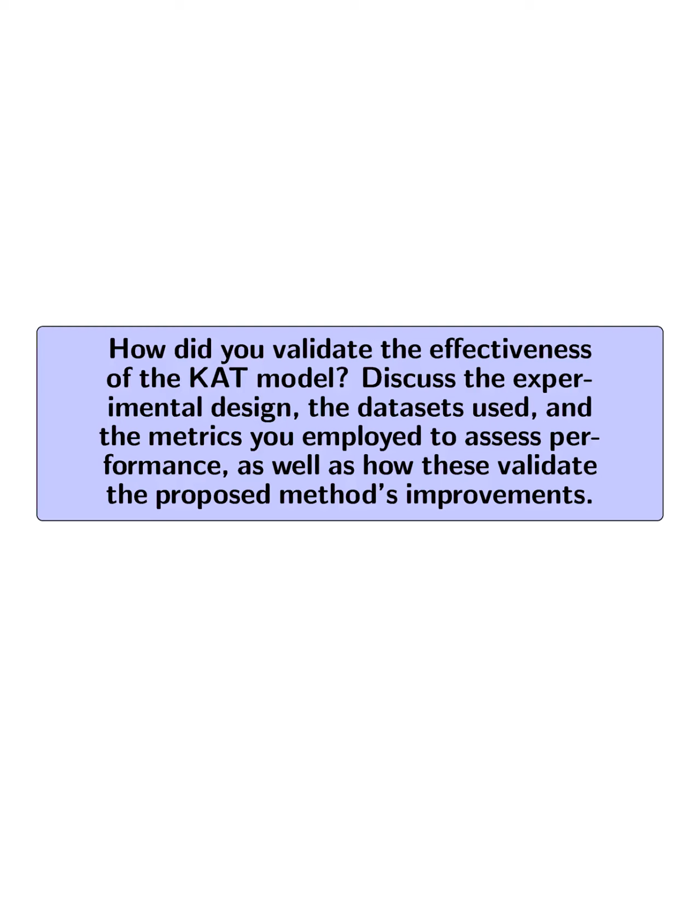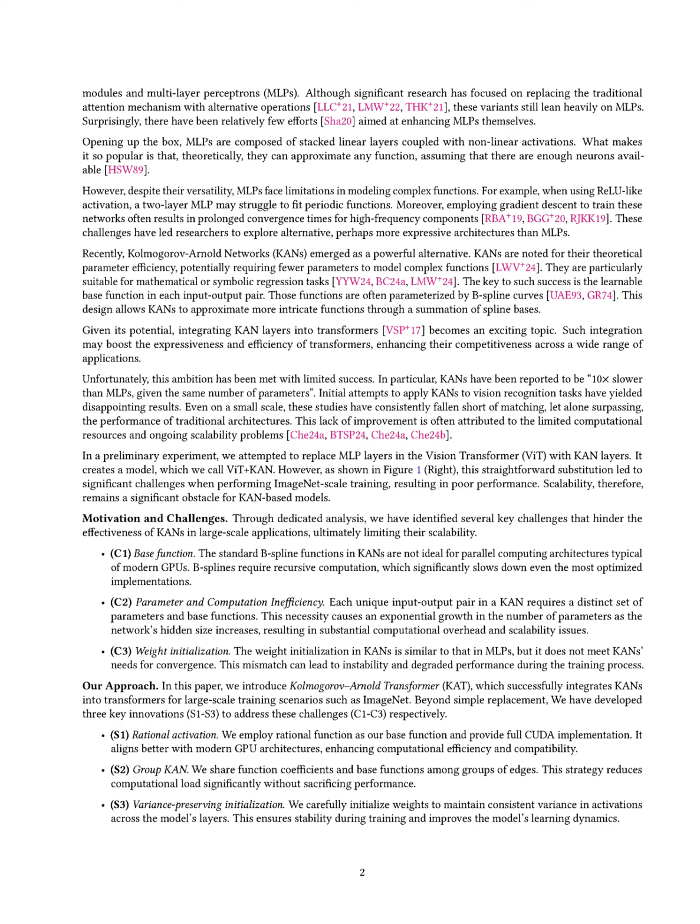How did you validate the effectiveness of the CAT model? Discuss the experimental design, the datasets used, and the metrics you employed to assess performance, as well as how these validate the proposed method's improvements. The effectiveness of the Kolmogorov-Arnold Transformer, CAT, model was validated through extensive empirical experiments across various vision tasks, including image recognition, object detection, and semantic segmentation.